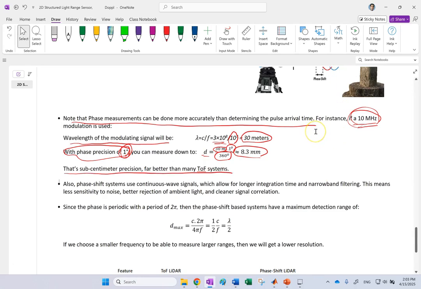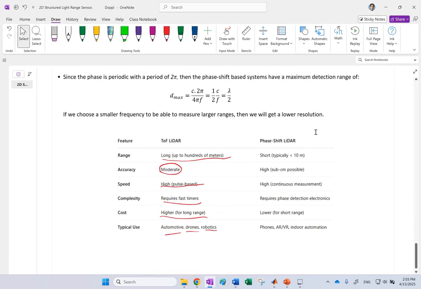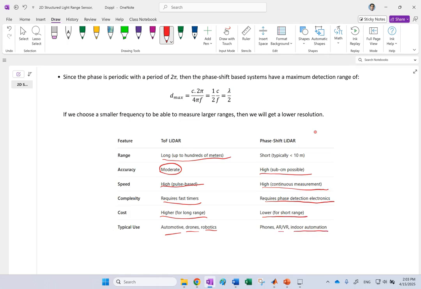So that is the advantage of these systems. In terms of accuracy, their accuracy is high, but TOFs are moderate. Now, their speed is high too, because measuring phase is not hard. Of course they need phase detection electronics, but they are cheaper than those extremely fast timers, so their cost is lower. And we can use them mostly for indoor automation, for augmented and virtual reality, and phones.